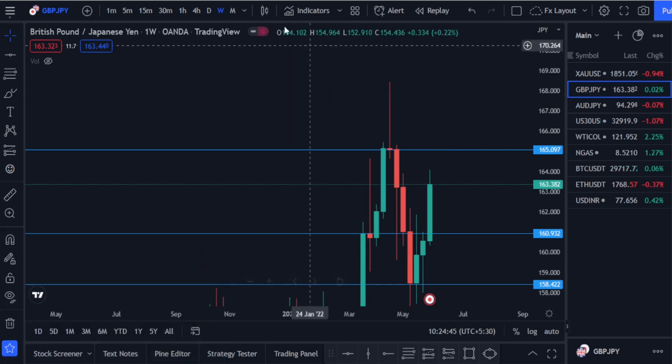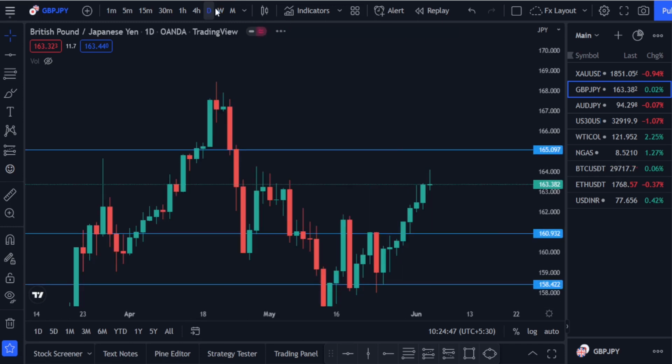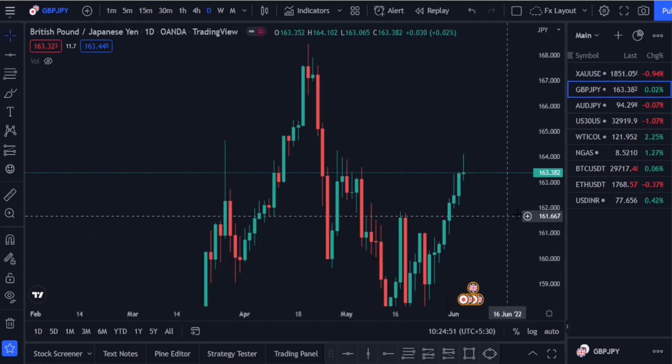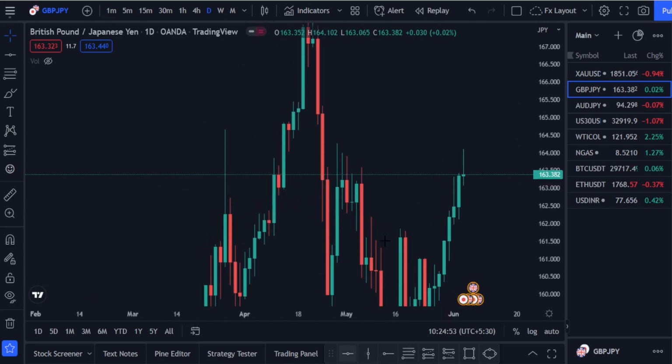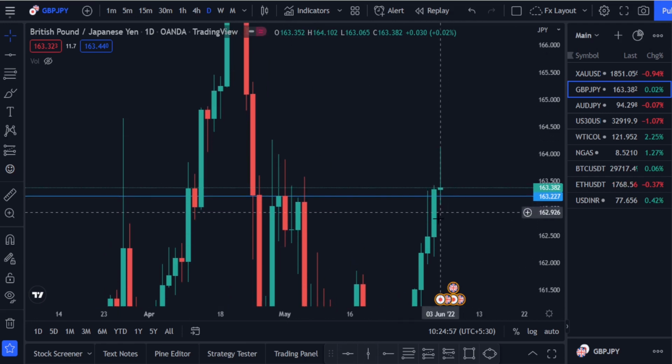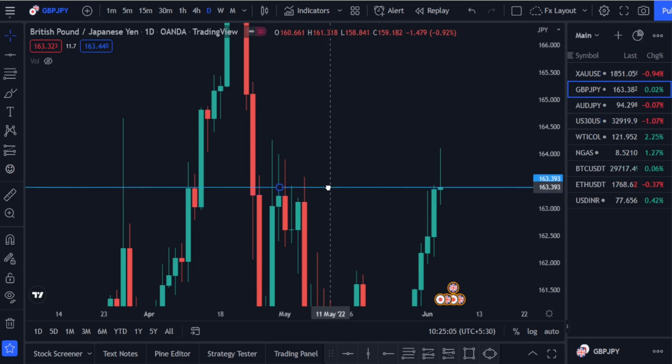Now let's see what's happening on the daily. On the daily, as we can see right now, we had this resistance, and the Thursday candle closed above the resistance, but there is one more resistance right here.